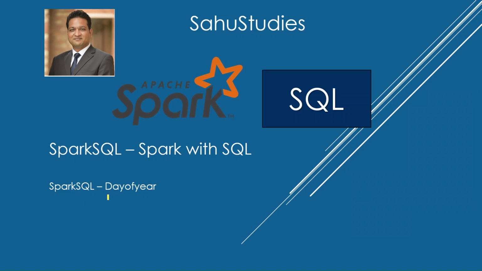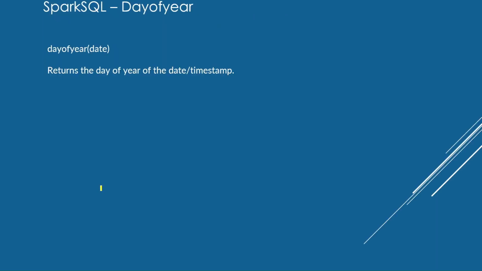In this video, we are going to discuss the day of year function in Spark SQL. So why do we generally use the day of year function? It is used to return the day of the year of a date and time column or string. What does it mean? Suppose there is a requirement that we need to get the number of days from a date and time stamp from the beginning of the year. With the help of the day of year function, we are able to do it, right?